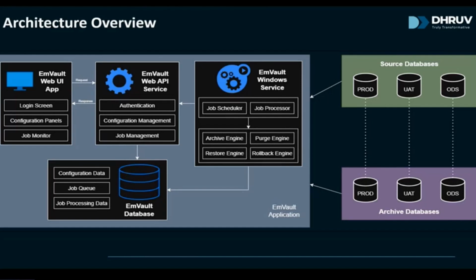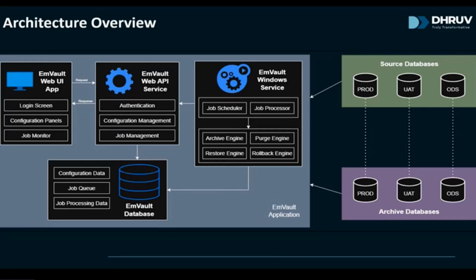The Web API layer acts as the coordination layer. It receives requests from the UI, processes the logic, and communicates with the EmVault database to store and retrieve configuration and job data. The EmVault database layer stores all configurations and job related information. It also holds execution data such as checkpoints and tracking data during job processing.